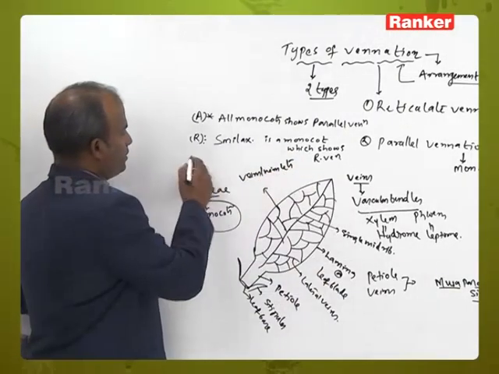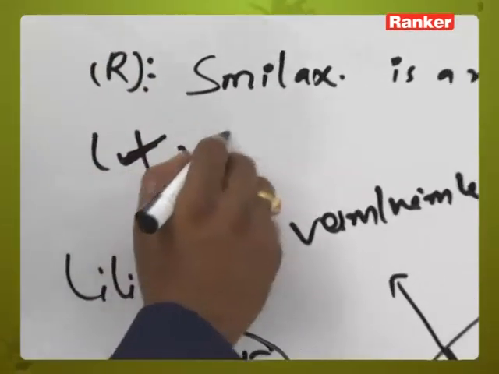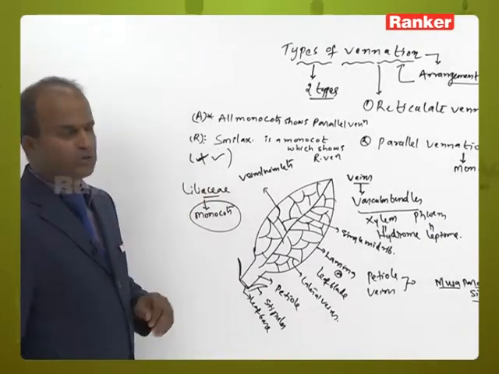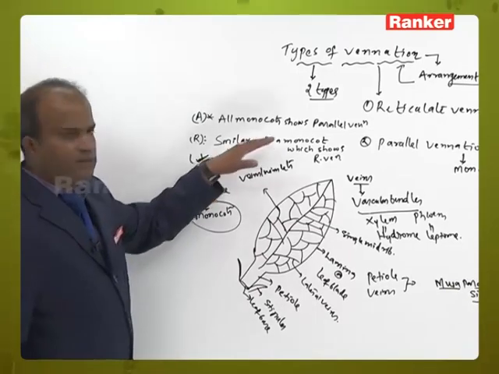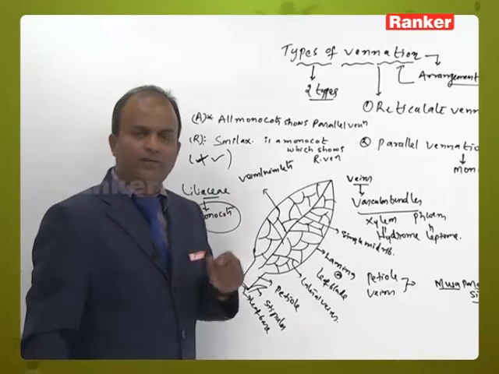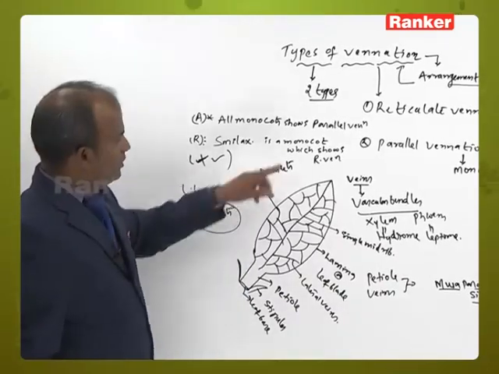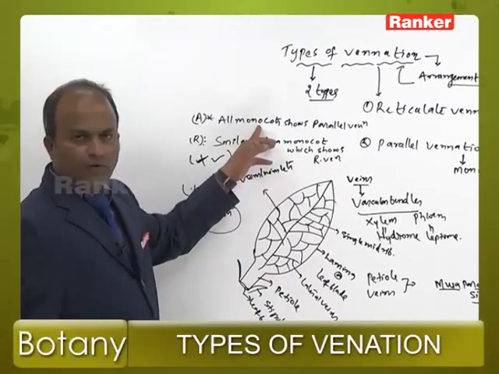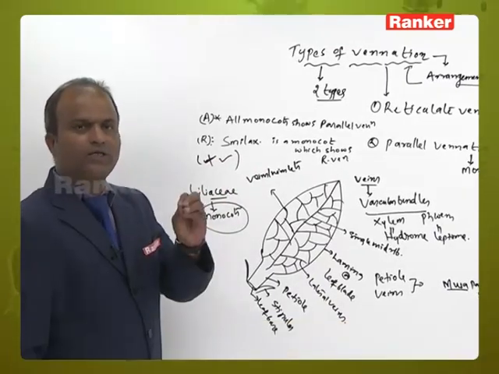So the assertion is all monocots show parallel venation, but Smilax, which is one of the monocots, shows reticulate venation. What is the option here? A is false and R is true. Why? Because if all monocots showed parallel venation, Smilax, which also belongs to a monocot family, Liliaceae, shows reticulate venation. That means here A is false and R is true.